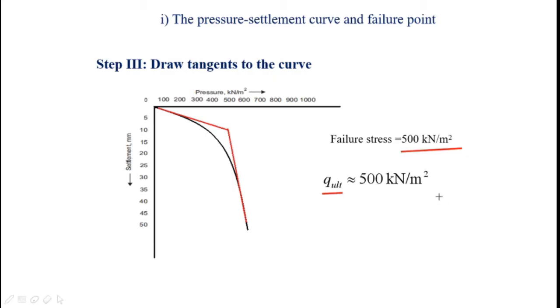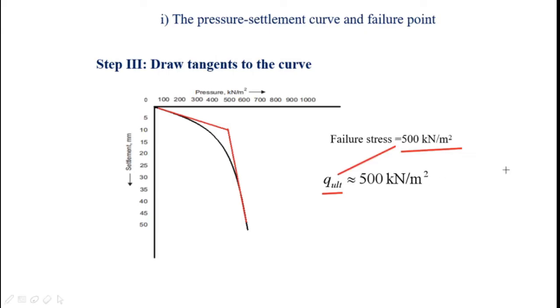So as per our definition, how do we define bearing capacity or ultimate bearing capacity? It is the maximum pressure where your soil fails in shear. That is why your failure stress becomes your ultimate bearing capacity.